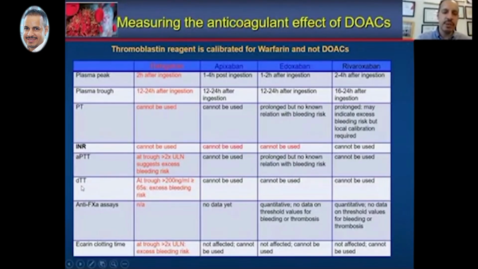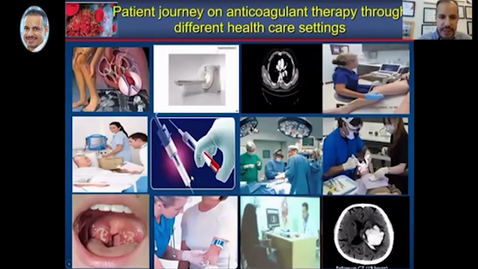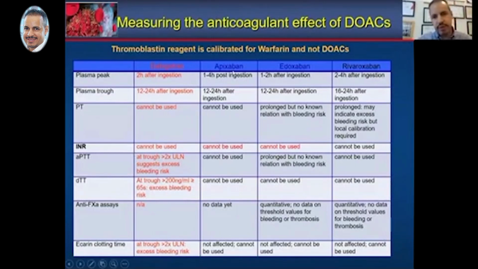This is how to monitor for dabigatran: we have dilute thrombin time and ecarin clotting time. For apixaban, edoxaban, and rivaroxaban, chromogenic anti-Xa. We don't use PT, INR for monitoring of apixaban, edoxaban, rivaroxaban, although you will find them elevated in these patients. We call it sham INR, a falsely elevated INR. It's not a genuine or true INR.